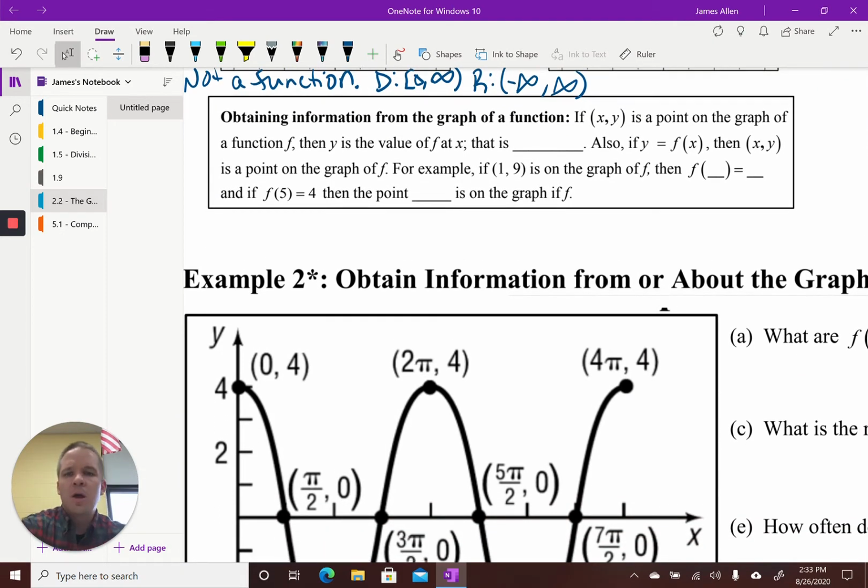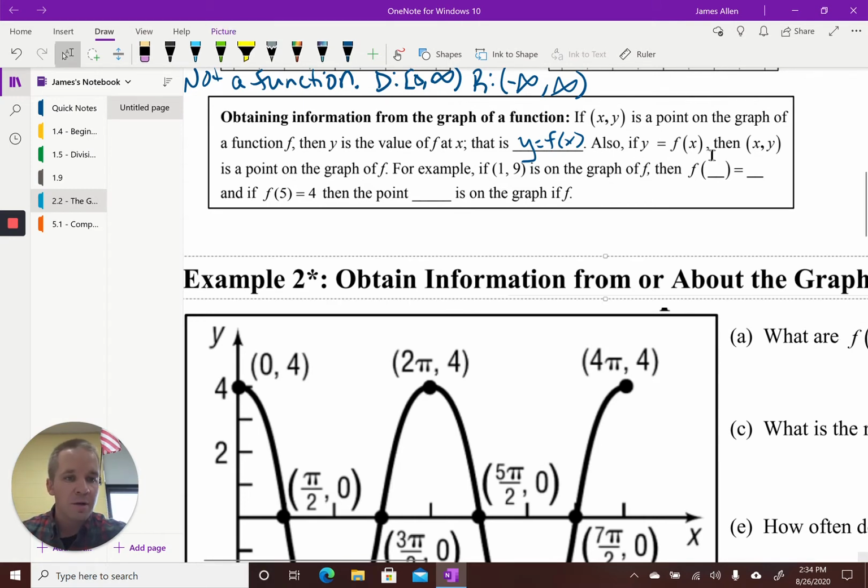So, want to obtain information from a graph of a function. Here we're going to get into some formalities of our wonderful pre-calc. It says if x comma y is a point on the graph of a function f, then y is the value of f at x. That is, y equals f of x. Okay, when I plug x in, I get y. When I plug a value in for x, I can get my y value.